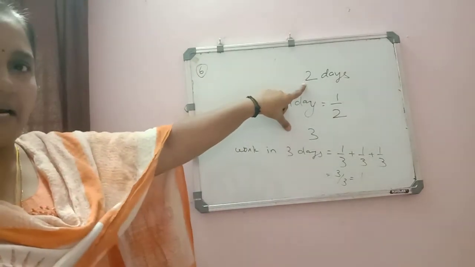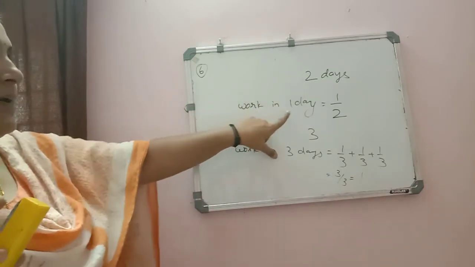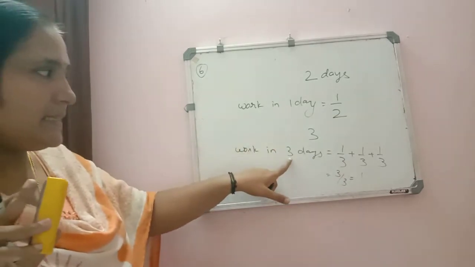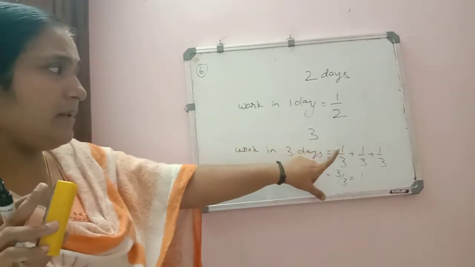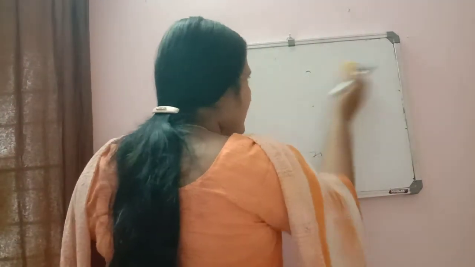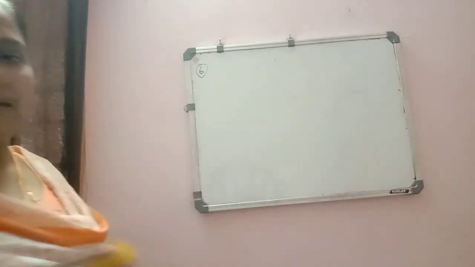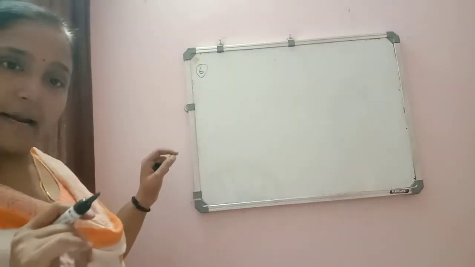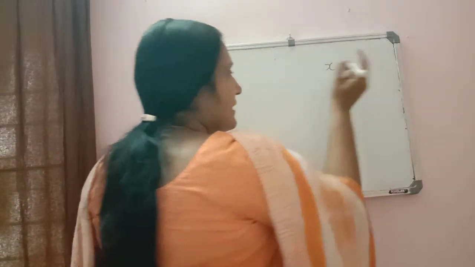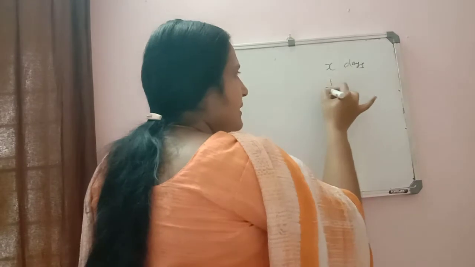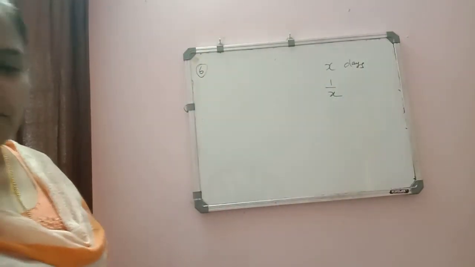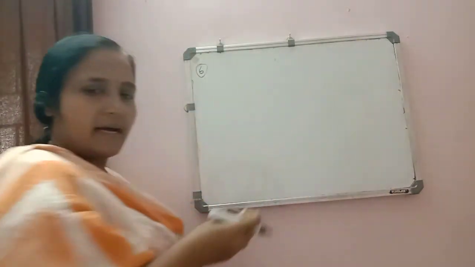If you are completing the work in 2 days, then work done by you in 1 day will be equal to 1/2. If you are completing the work in 3 days, then work done by you in 1 day will be equal to 1/3. If you are completing the work in 5 days, then work done by you will be equal to 1/5 in 1 day. So if you are completing the work in X days, then work done by you in 1 day will be equal to 1/x. So this is the concept which we are going to use now. So now we can start there.